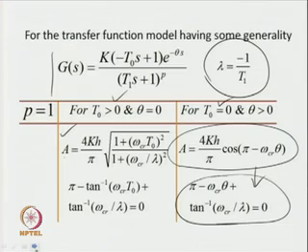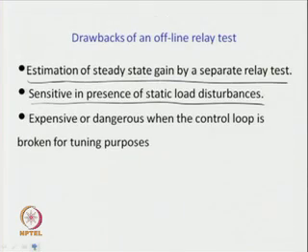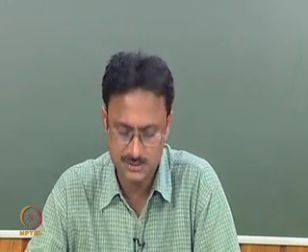So, the offline relay test is subjected to limitations and inaccuracies when static load disturbances are present, and in practical real time systems it is very difficult to avoid static load disturbances, or some form of disturbances will always be there. Therefore, the offline relay test may give us inaccurate estimation of transfer function model parameters.